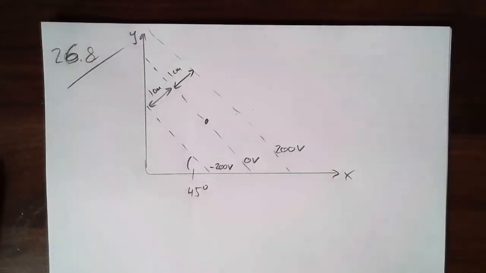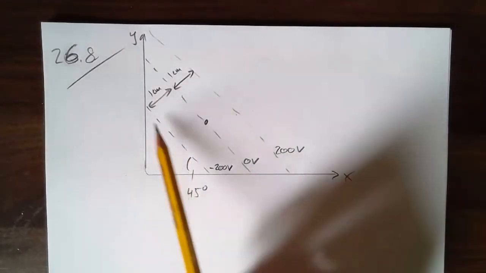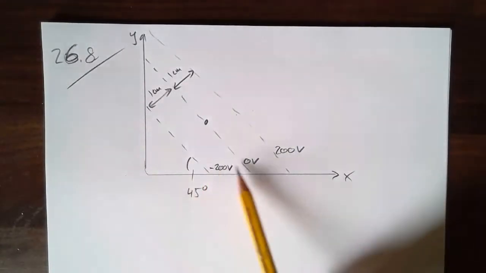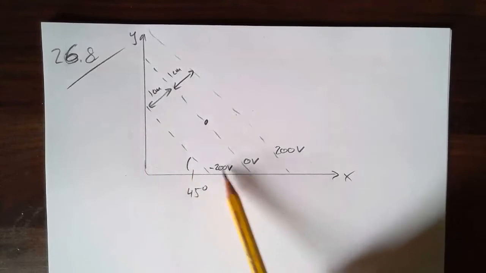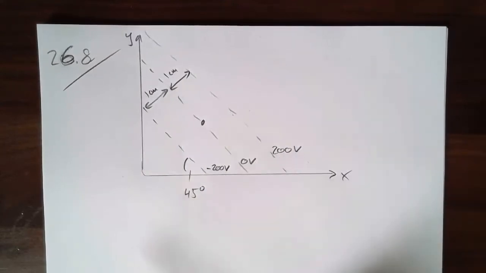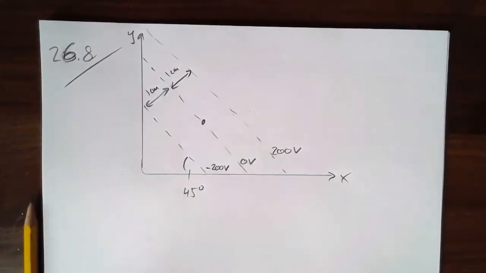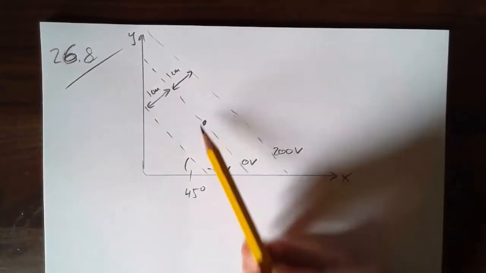Here's the setup for number 8. In this case, we're given a chart that has x and y, so this is more like a map, right, that we're looking at. It's not a graph of y against x. It's a coordinate system looking at a map, and what's shown to us is equipotential lines at minus 200 volts, 0 volts, and 200 volts. What we're asked to find is the electric field at this point here.